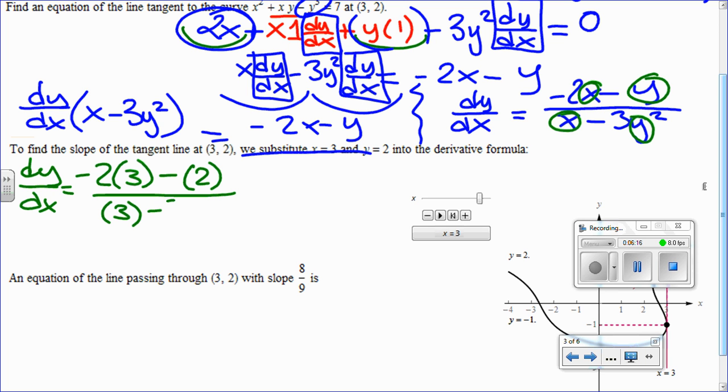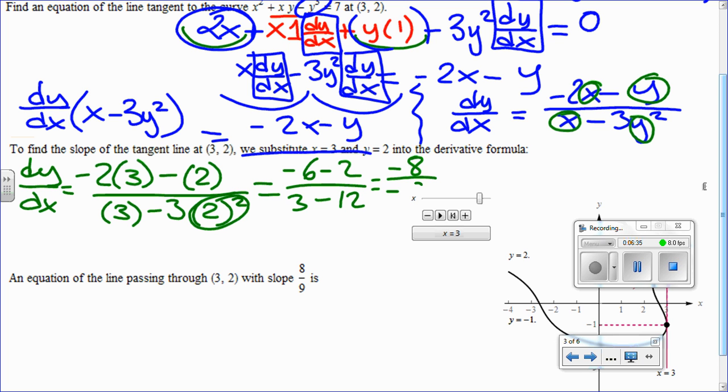And then minus 3, and instead of y, we substitute a 2. And let's not forget it's a square. Then we simplify that to get a number, so that will give us negative 6 minus 2 over 3. Here, 2 squared is 4 times negative 3, minus 12. So this will be minus 8 over negative 9, which is positive 8 over 9. So that number right there is going to be the slope of the tangent line.